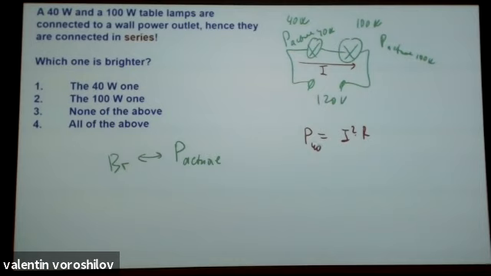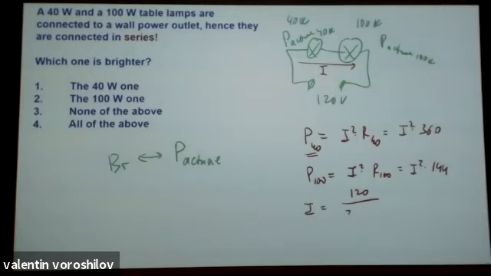So 40, same current, 100, same current. But what do they have different? Resistance. Several slides ago, we got it. That was 360 ohms. This was 144 ohms. So which bulb has now higher actual resistance? This one. And it will be brighter. We could actually calculate electric current because electric current should be equal to total voltage divided by total resistance, which is 360 plus 144.